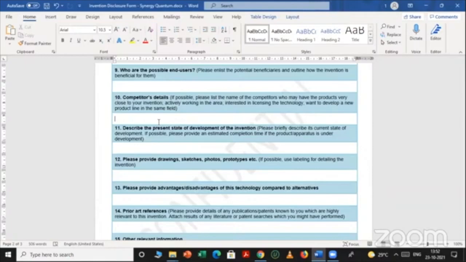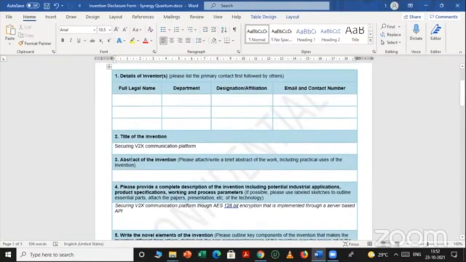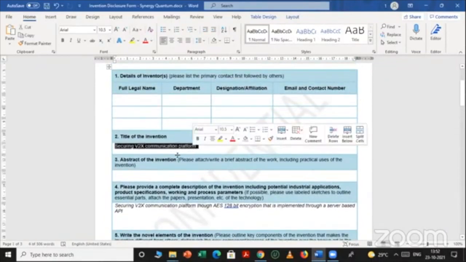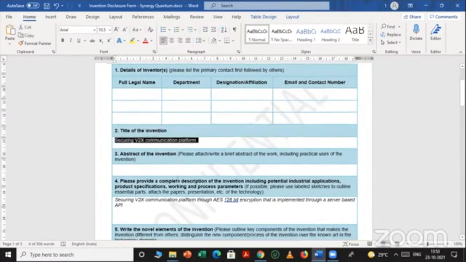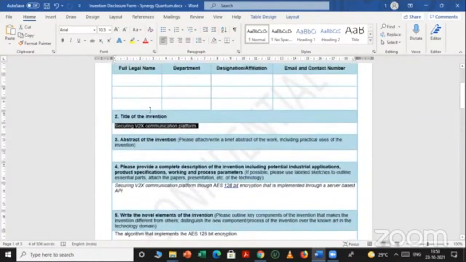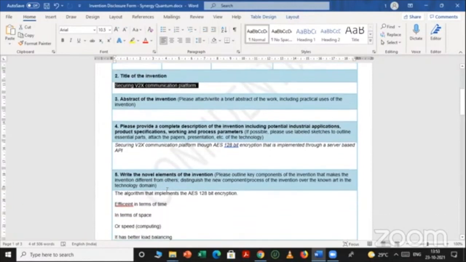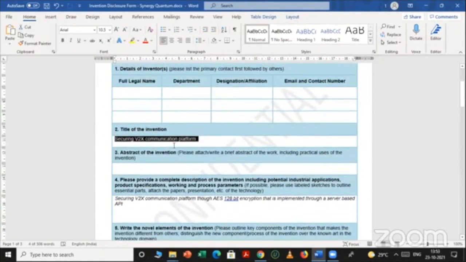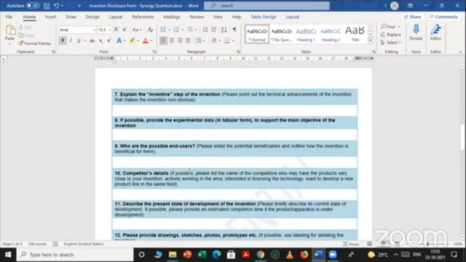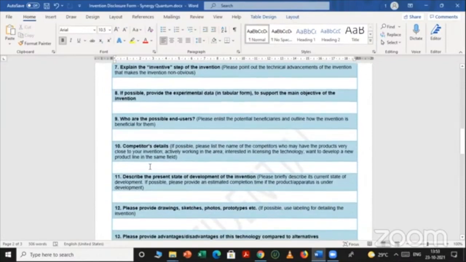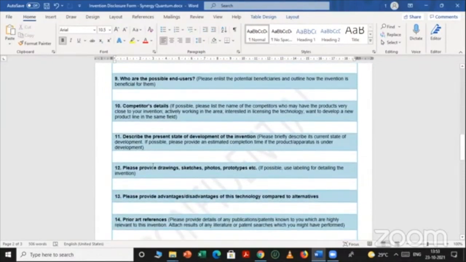So for example, suppose a group of researchers at Delhi University are working on securing a V2X communication platform. They have finished 70% or 60% of their research. They have developed their communication algorithms and everything, but it is still in the implementation phase. They're testing their data, how efficient it is, and whether it is viable or not. So you have to describe that detail here, the present state of your invention.